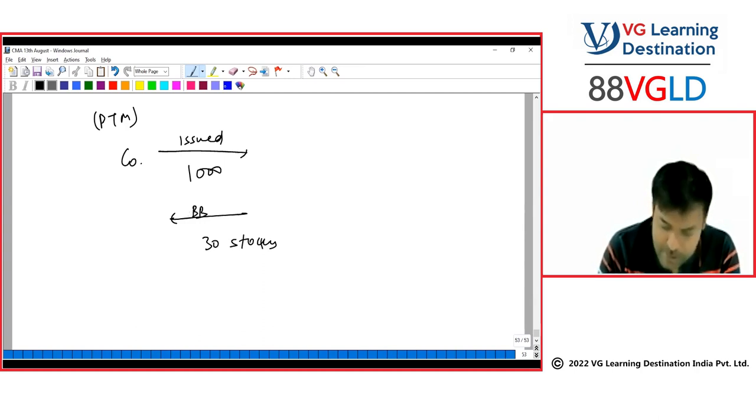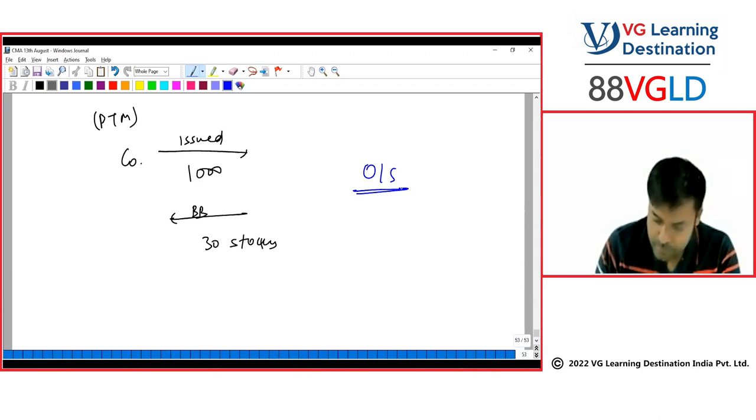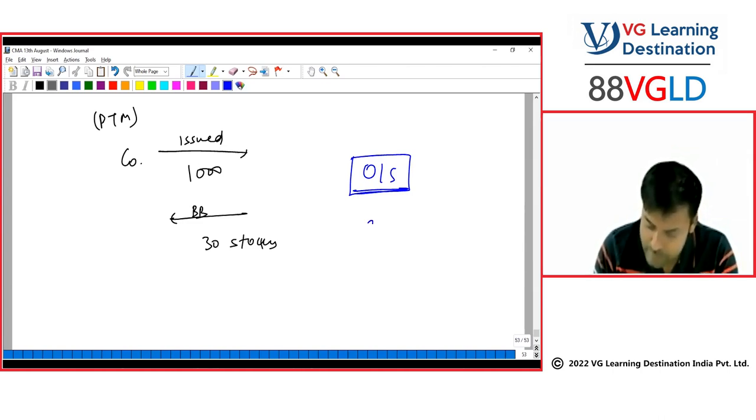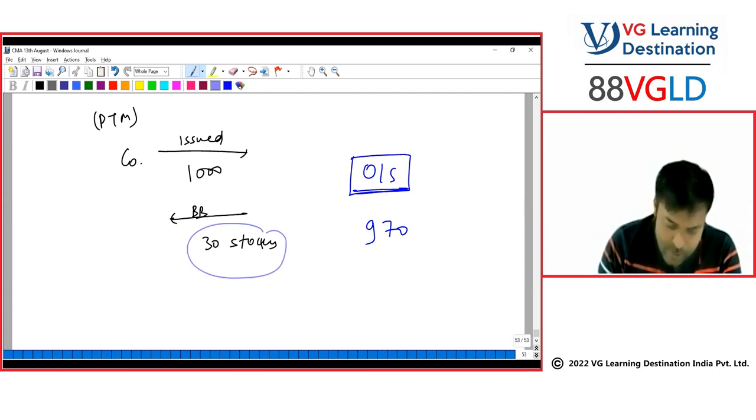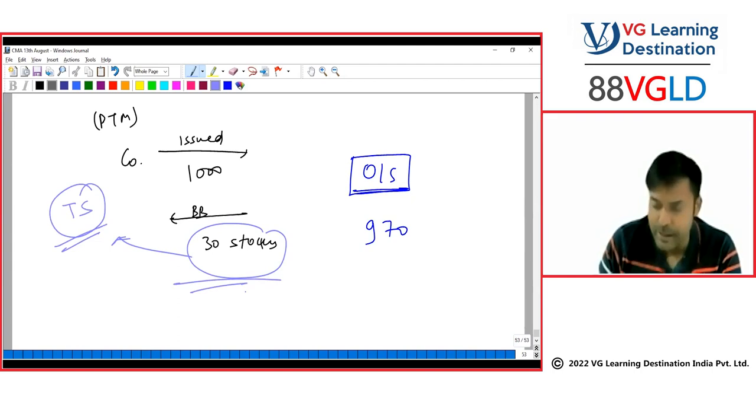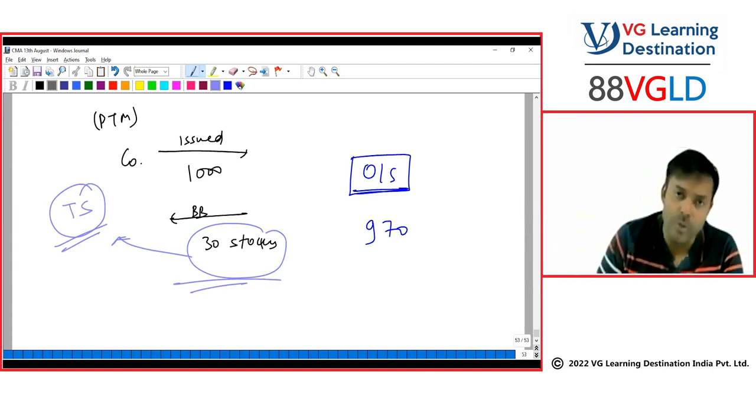That means how much is the outstanding shares in the market, guys? Praveen, how many are the outstanding? That means in the market, how many shares are there? Correct. 970 is the outstanding shares in that case. These 30 stocks which you purchased, this is known as treasury stock. Whatever you are purchasing from the market is known as treasury stock.